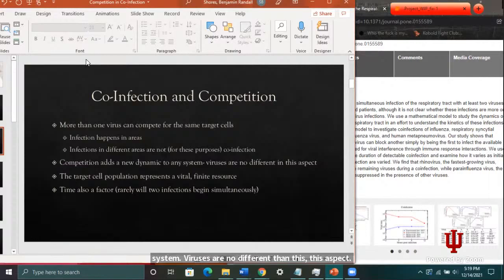And the target cell population represents a vital finite resource. As we will see later, time is also a factor that needs to be accounted for. Rarely will two infections begin simultaneously.